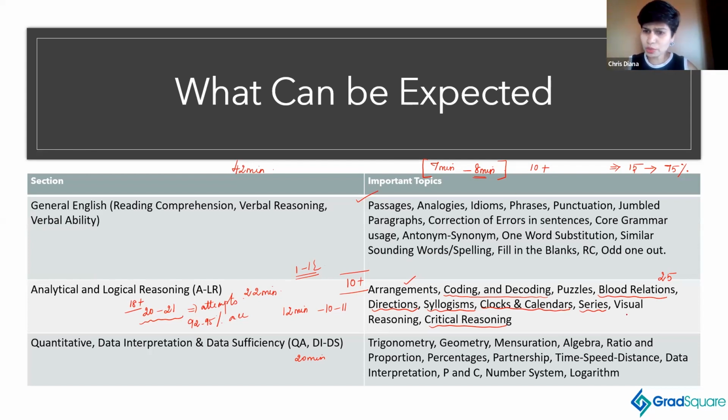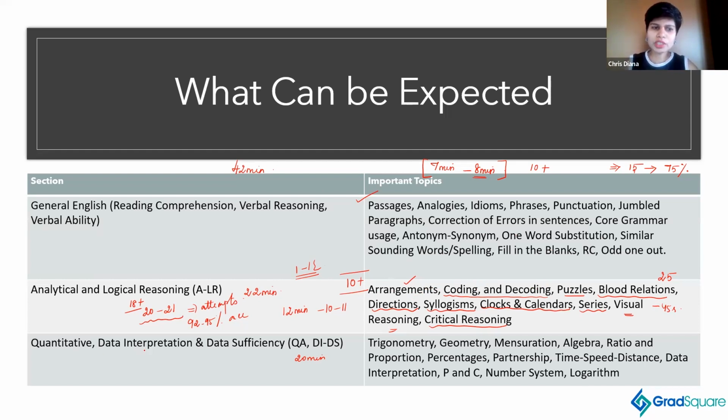Visual reasoning questions also would be easy, my dear. Arrangements and visual reasoning questions would be easy, but you would take some time. Visual reasoning, you would take around 45 seconds, and arrangements around 1 minute. So please plan around ranking. Puzzles also will be there, which will take you around 1 minute on average. So please keep all these questions for the second part, once you finish off the easy questions of coding, decoding, blood relations, directions, and all those.